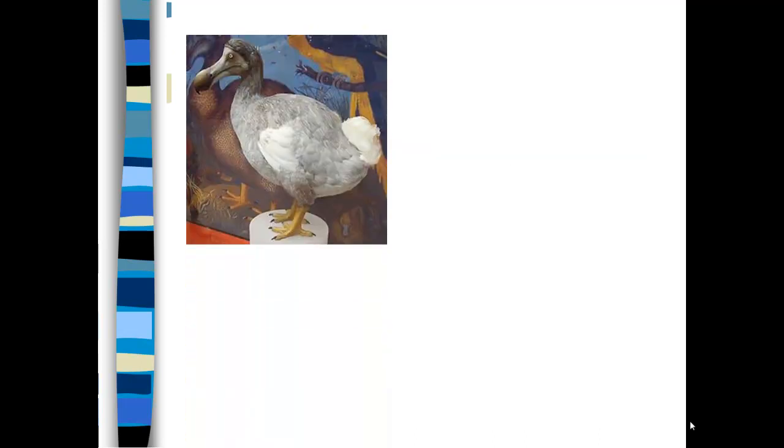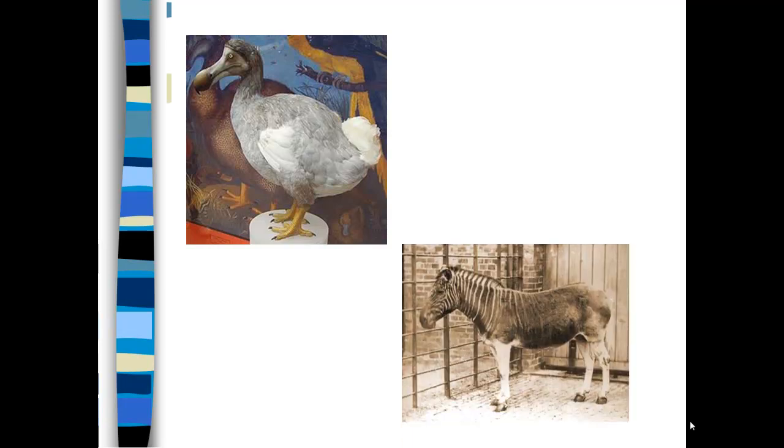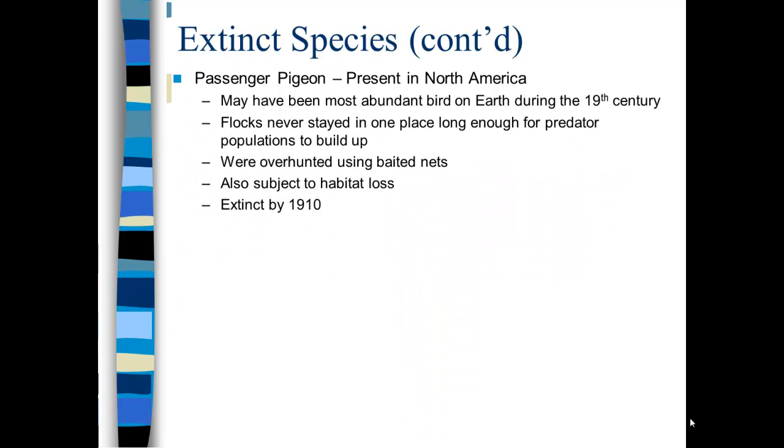Here's the painting of a dodo bird, and here is an actual photograph of a quagga. You can see that it's a type of zebra. The stripes emanate down the neck, and the back of the animal has more faint stripes. Okay, the passenger pigeon.